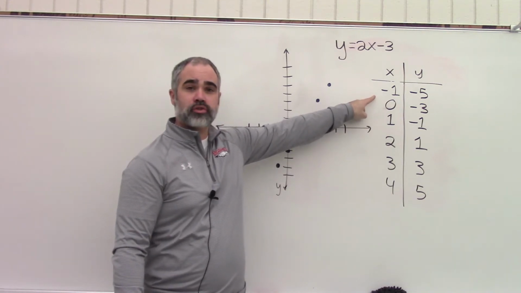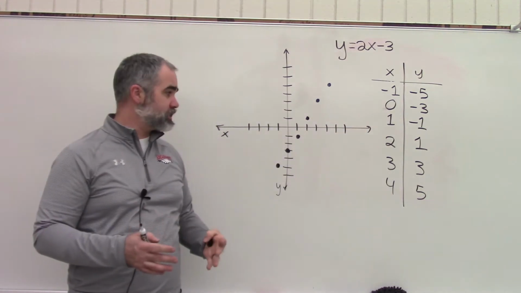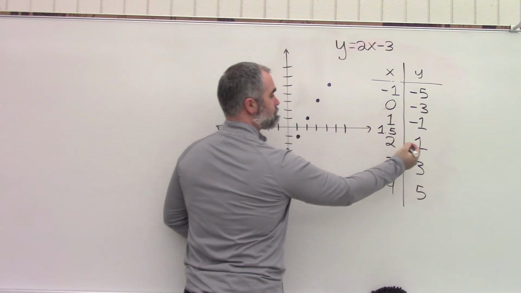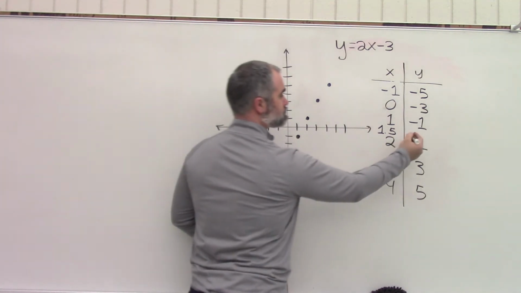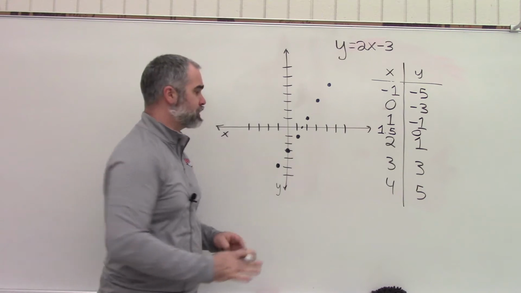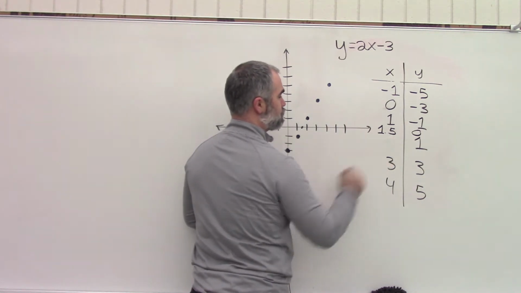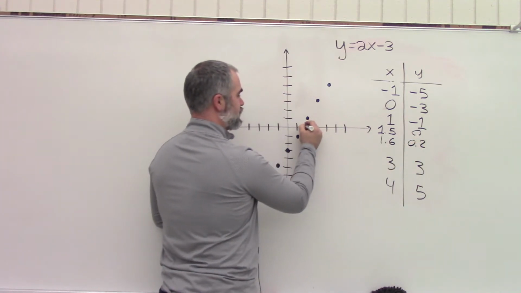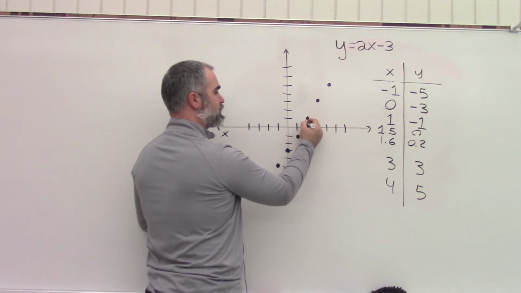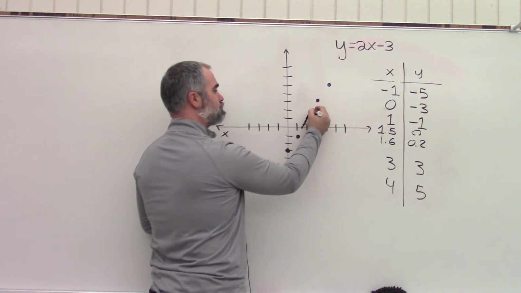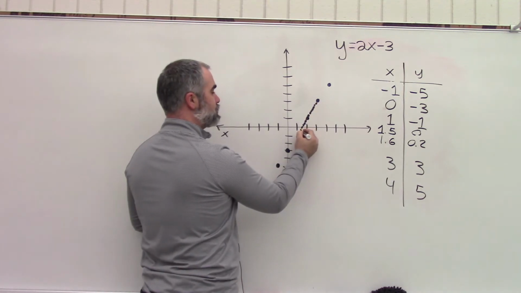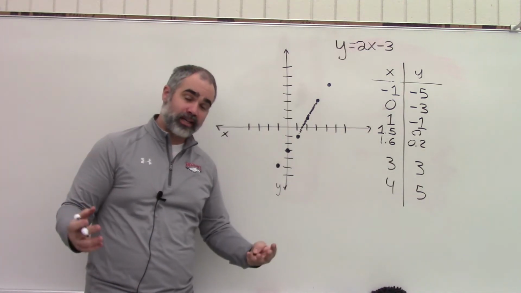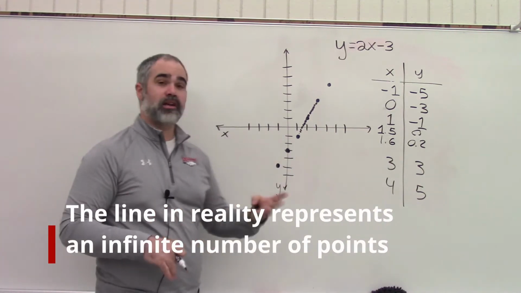I arbitrarily chose to increase my x by 1, but there's no reason that I couldn't have chosen 1.5 in here and seen what I would get. And what would happen is, if I put in all these points, maybe I put in 1.6, and that would give me 0.2. And you'd end up with a bunch more points. And what happens is, if you actually put all the decimal points in, you end up with this line of dots. The line of dots we represent with a line, because it's a lot easier to draw a line than an infinite number of dots.